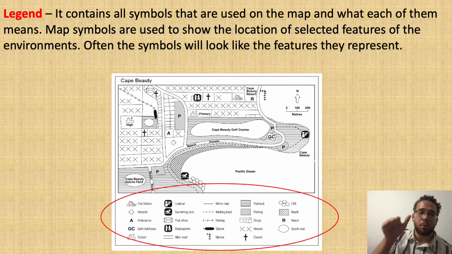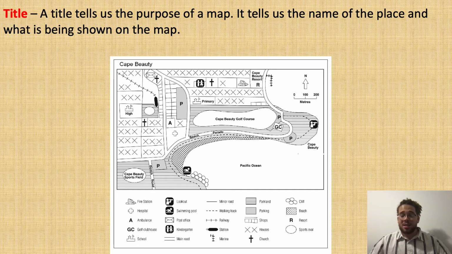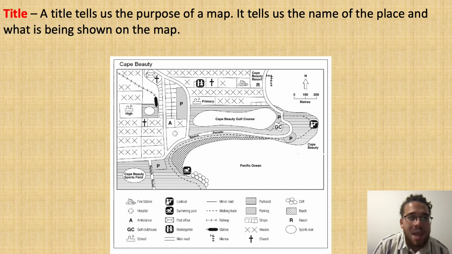So we have border, orientation, legend, and then we have title, okay? This is another simple one, a basic one, but often this can be left out or forgotten, which is pretty crazy because the title tells us the purpose of the map, okay? It tells us the name of the place and what is being shown on the map, okay? And as you can see here, Cape Beauty, and that is shown up the top there. So make sure you have a title, okay?